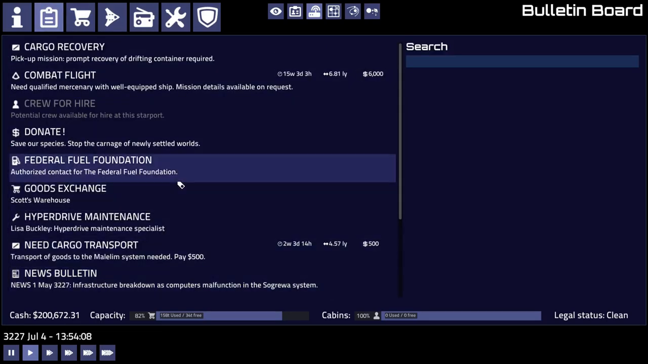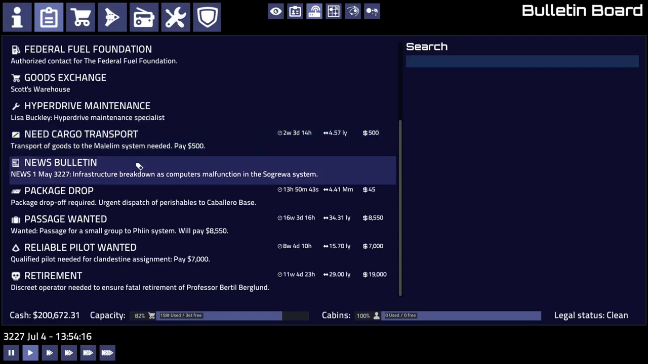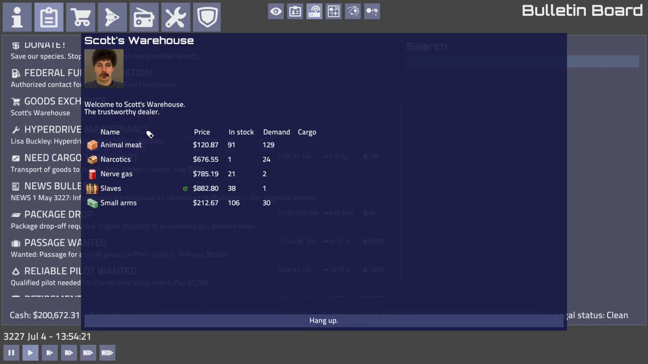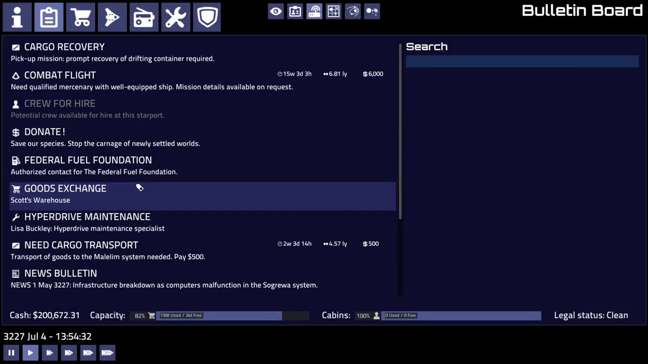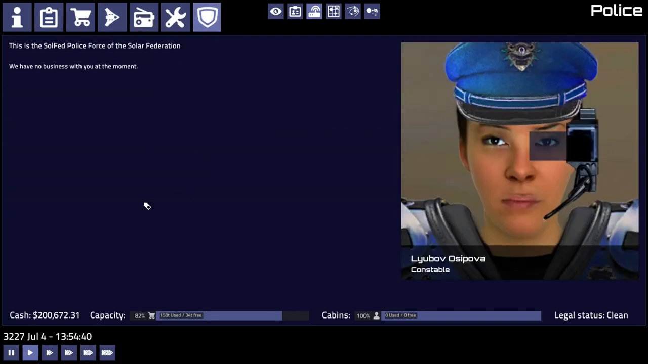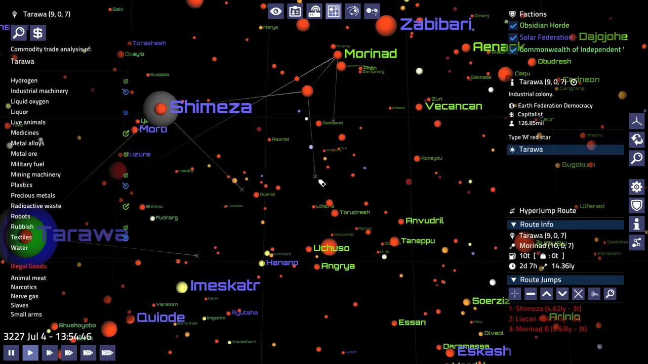So, smuggling, instead of selling here on the commodities market, will require us to sell at a goods exchange, one of these kind of places here, right? The trustworthy dealer. You can see this one sells slaves and narcotics, nerve gas. But sometimes these are honeypots, and you'll get fined if you try and sell anything to them. So we gotta be careful that way when we actually go to sell them.